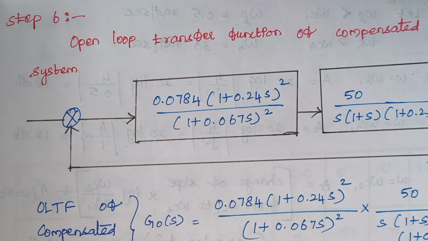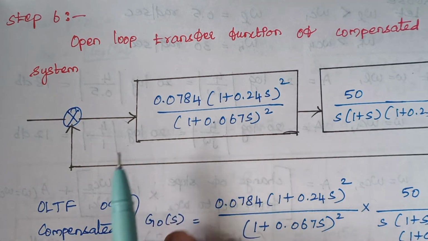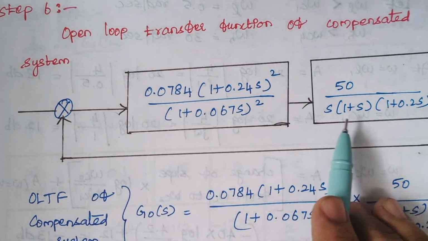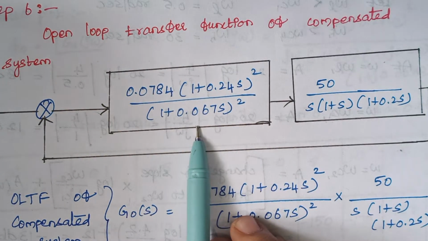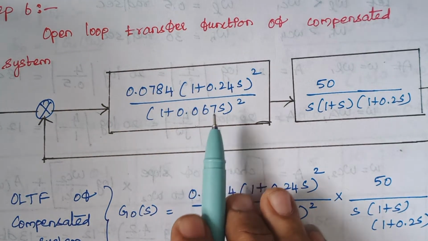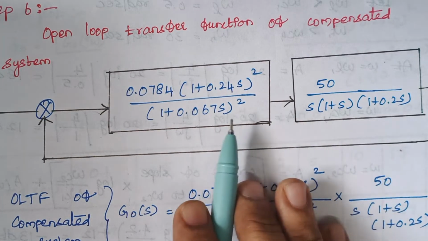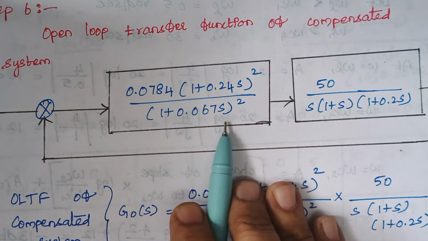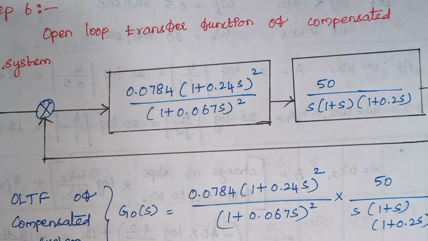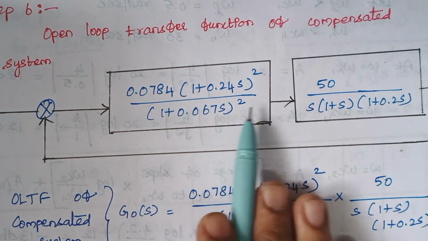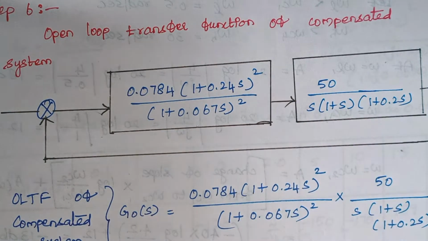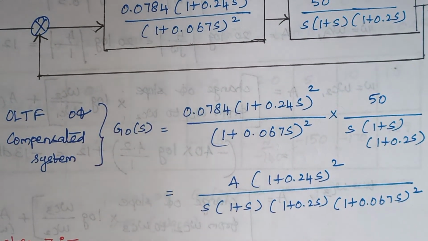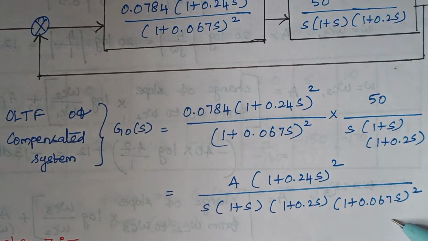And step 6 is finding the open loop transfer function of the compensated system. This is the given transfer function, right? And this is the transfer function of the lead compensator. A compensator is always connected in series with the transfer function, right? Now, how to find the open loop transfer function? Here there are two blocks connected in series, so we just need to multiply. When you multiply and simplify, finally this is the transfer function of the compensated system, right?